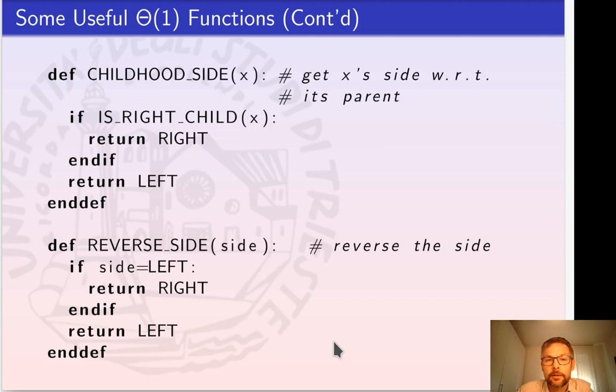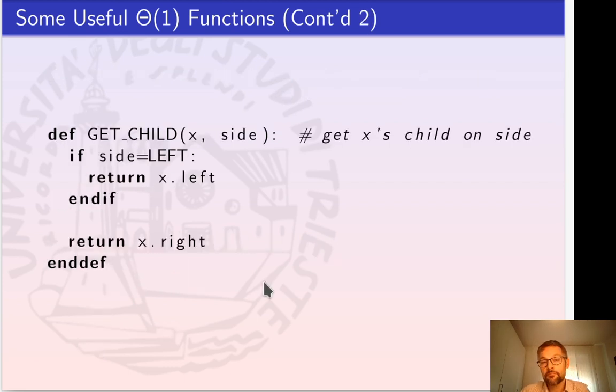And of course we can write a function to get the side of x, which is the child side, which tells you whether x is the right child or the left child of its parent. We can also write a function to reverse the side. If I provide this function with left, I get right. If I provide it with right, I get left. Okay, quite easy.